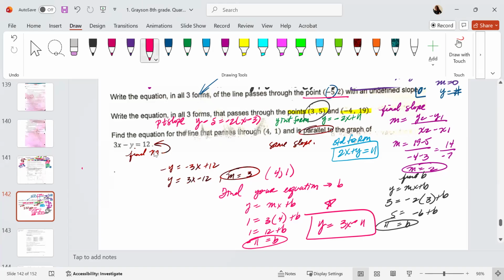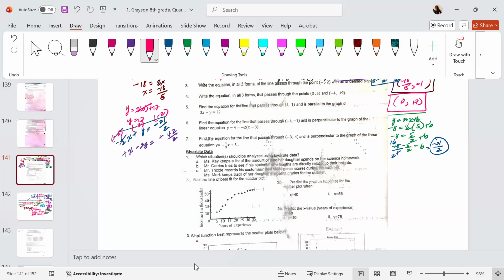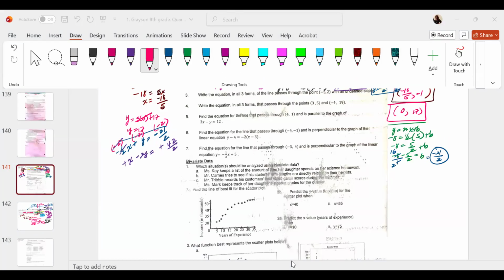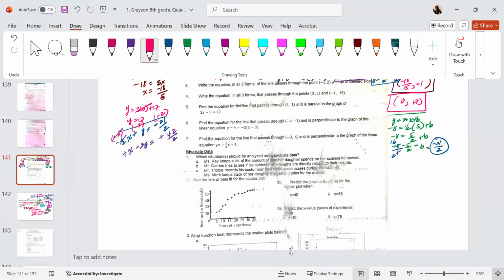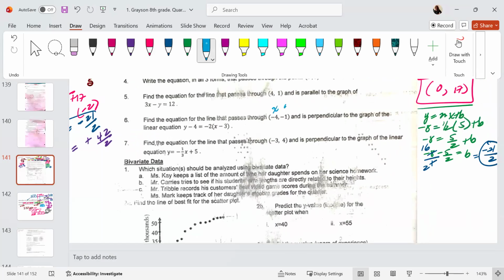All right, question number 5, read it, please. Or, no, 6. Okay, number 6, go ahead. Find the equation of the line that passes through negative 1, negative 1, perpendicular to the graph. Okay, if it's perpendicular, remember the slope is going to be you flip it, and it's also going to be opposite, correct?